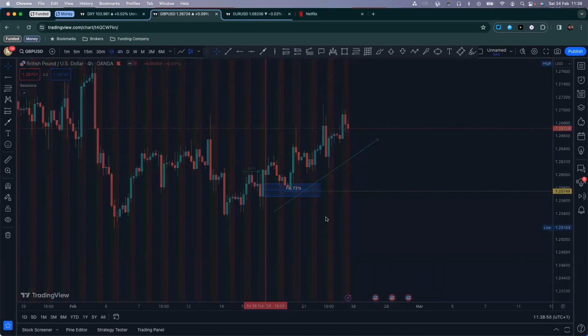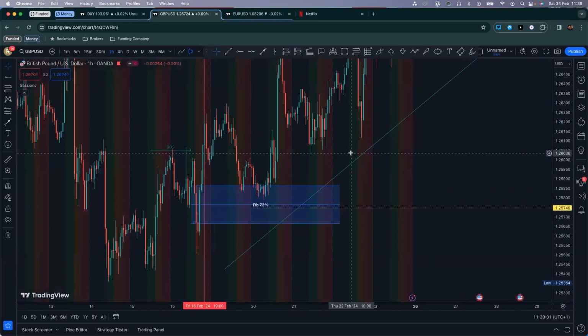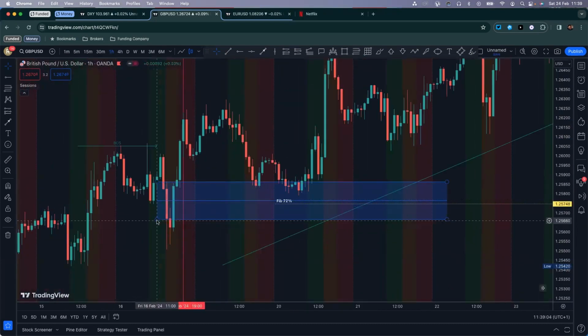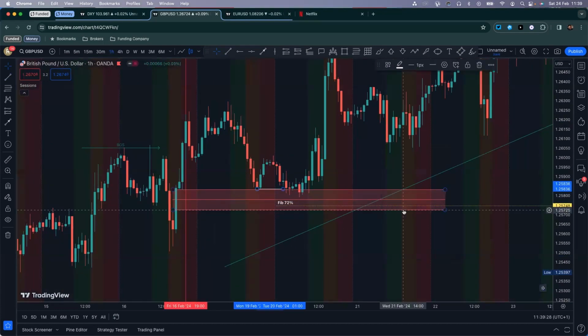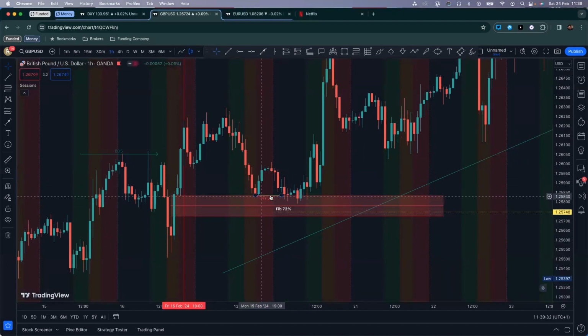So let me go to the H1 time frame. Let's try to see what we could do. On the H1 time frame, that order block could have evolved into an FVG. Market mitigated all the way down to the zone. Here we had the New York low. Price liquidated the previous session low.